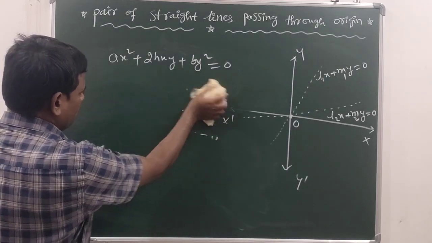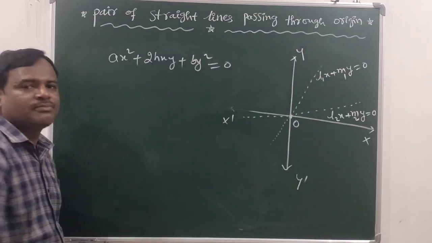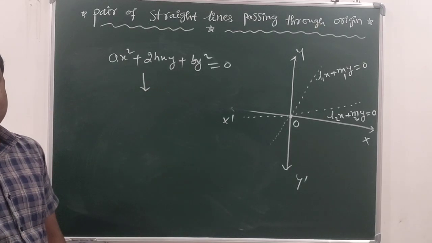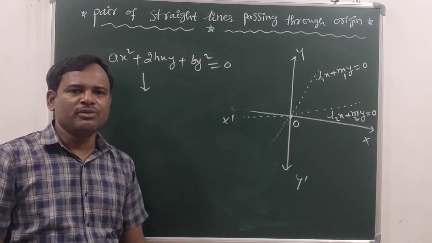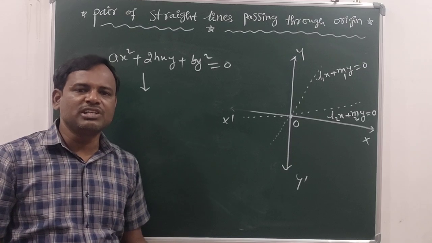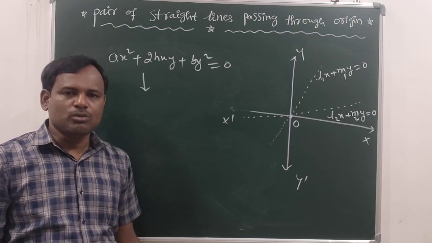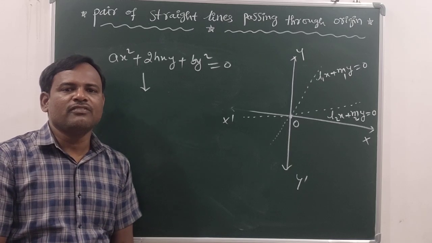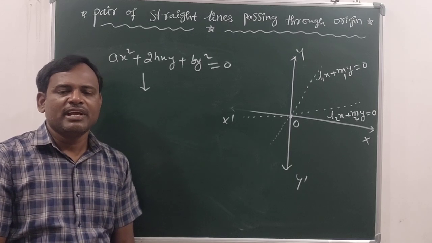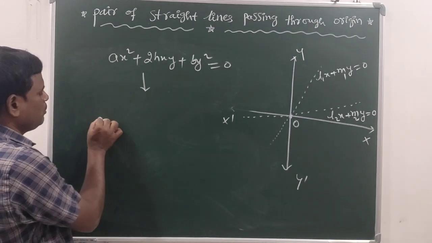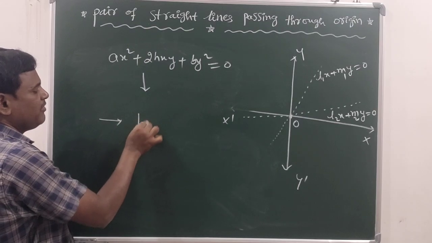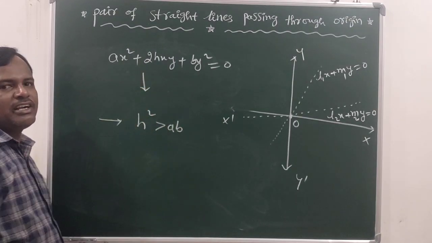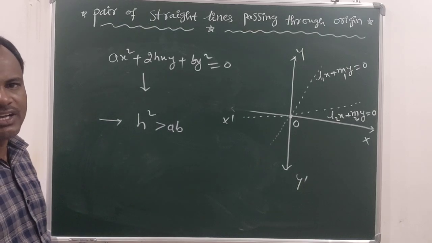And here you have to remember three conditions. See, okay, this pair will be given to you, and they will ask whether it contains two distinct lines or coincident lines or imaginary lines. So this kind of questions will be given. In such case, you have to check this condition. Whenever h square is greater than ab, then this pair will contain two different real lines.